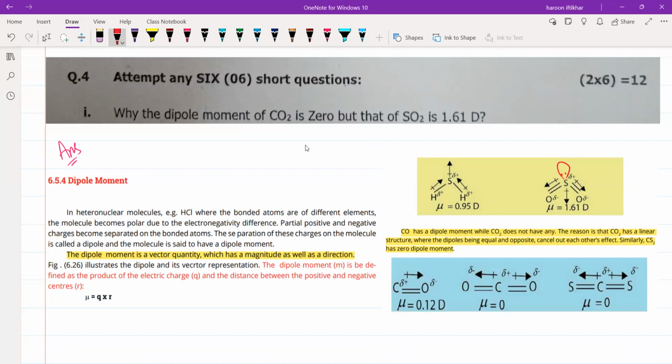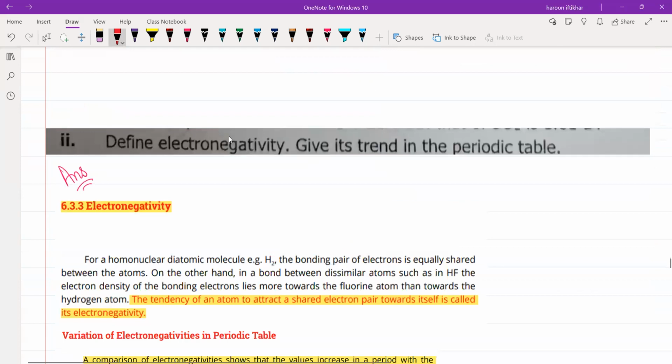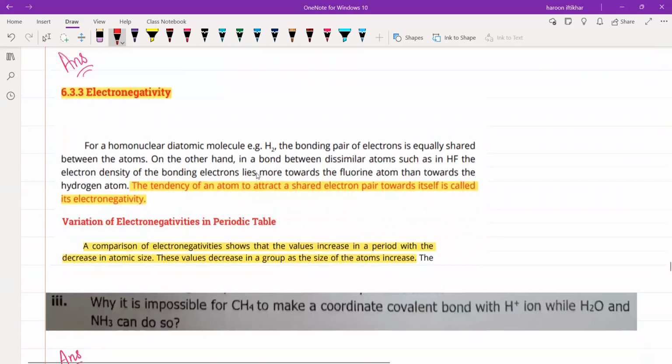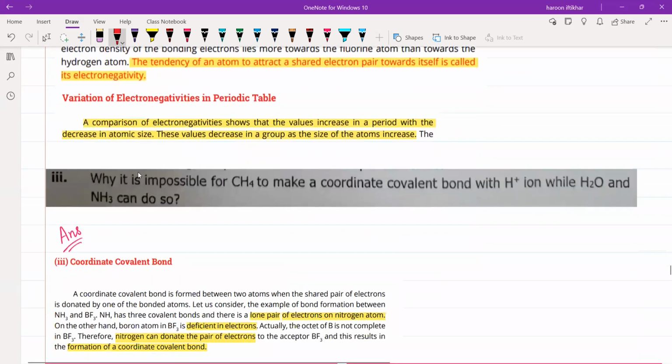Okay, everything is in front of you now. So you can see why the dipole moment of carbon dioxide is 0 while that of sulfur dioxide is 1.61. Okay, what is electronegativity? It is the tendency of an atom to attract a shared pair of electrons toward itself. Remember, it always increases across a period and decreases down a group. So these two things are also mentioned here.